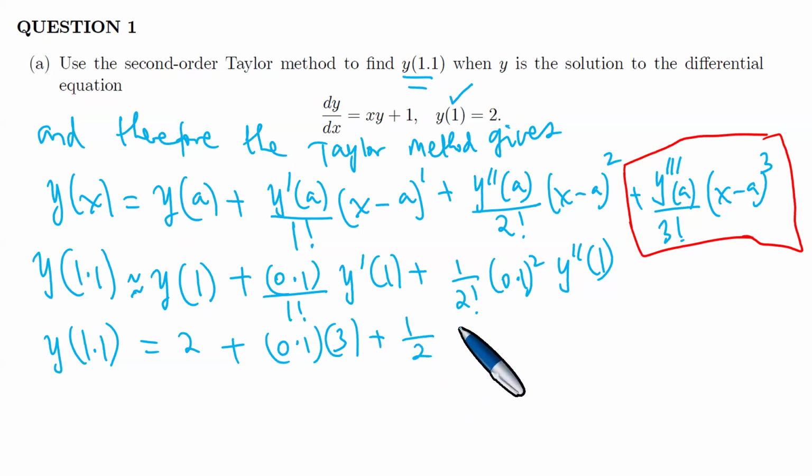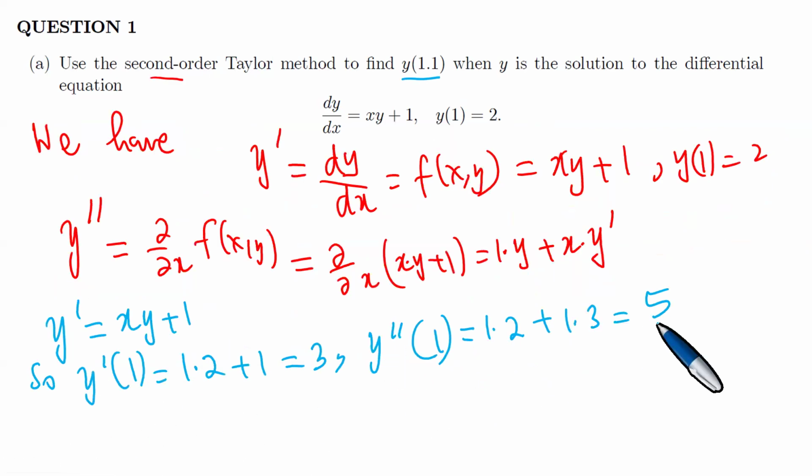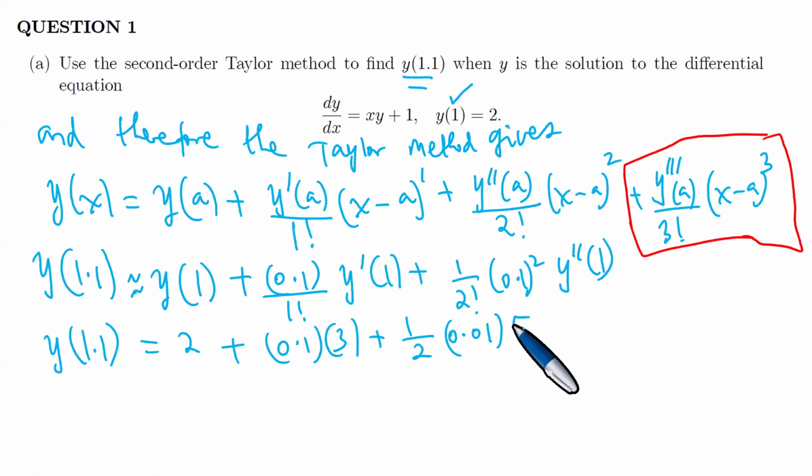1 over 2. Okay, 2 factorial is 2. If you square 0.1, you get 0.01. Y double primed at 1 is 5. Exactly like so.